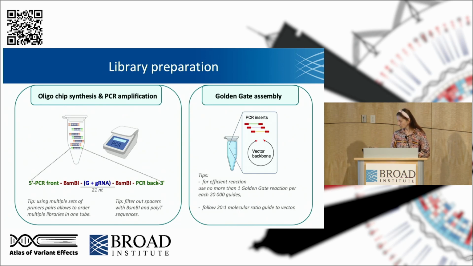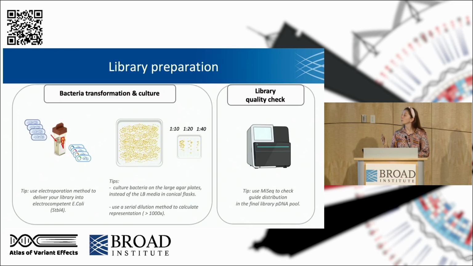After the oligos have been PCR amplified, we perform the cloning of the oligos into the vector backbone, and afterwards the cloning product is electroporated into electrocompetent E. coli cells and grown on large ampicillin-resistant agar plates.